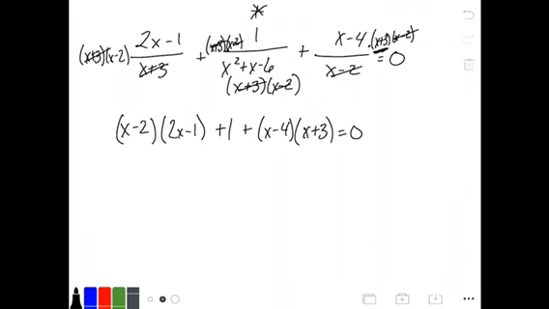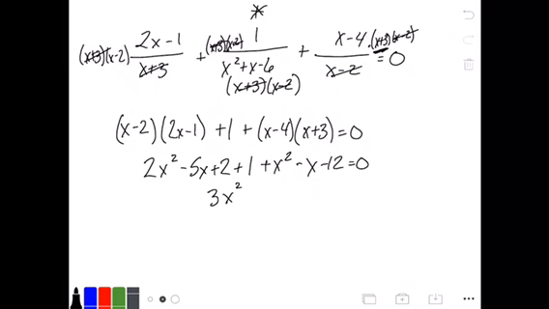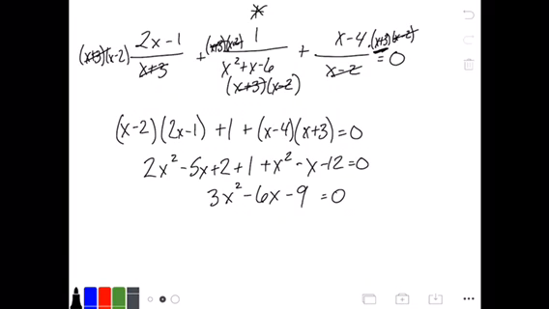So then we just FOIL everything out, and when we do so, we're going to get 2x² - 5x + 2 + 1 + x² - x - 12 = 0. So you just continue to simplify this, and I'm going to be left with 3x² - 6x - 9 = 0. Now from this point, we could actually use the quadratic formula if you'd want to, but since it's an equation, I'm going to go ahead and divide out or factor out a 1/3 because all of these numbers here are divisible by 3.